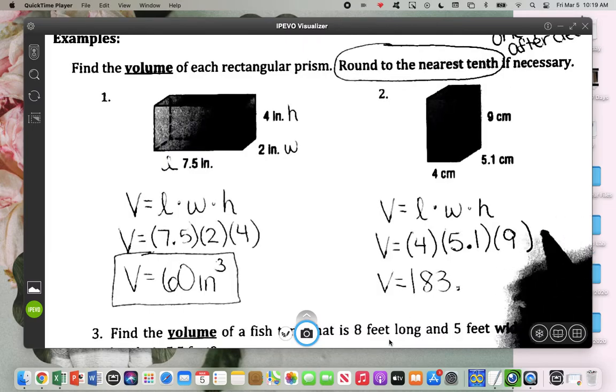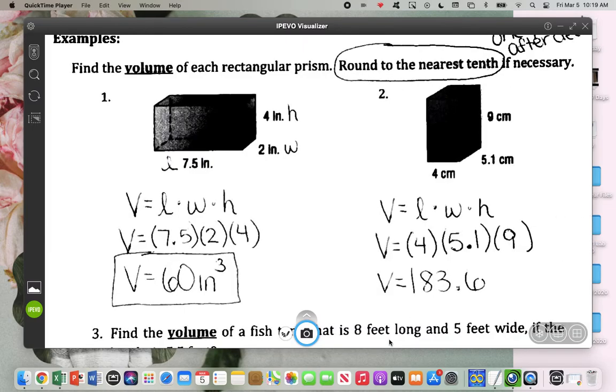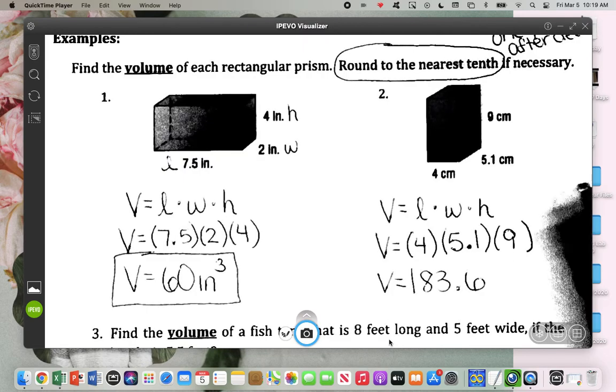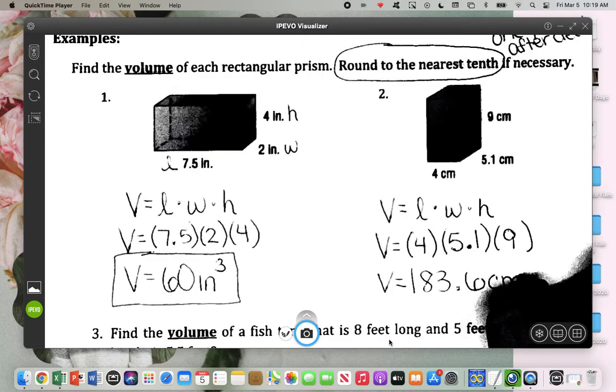Well, the 6 is just one place. There's no numbers after that to tell us to round. If there were numbers after that 6, then we would have to look at it to see if it stayed a 6 or rounds up to a 7. So it stays the same. And then our unit, we measured in centimeters, but what am I forgetting? Cubed.